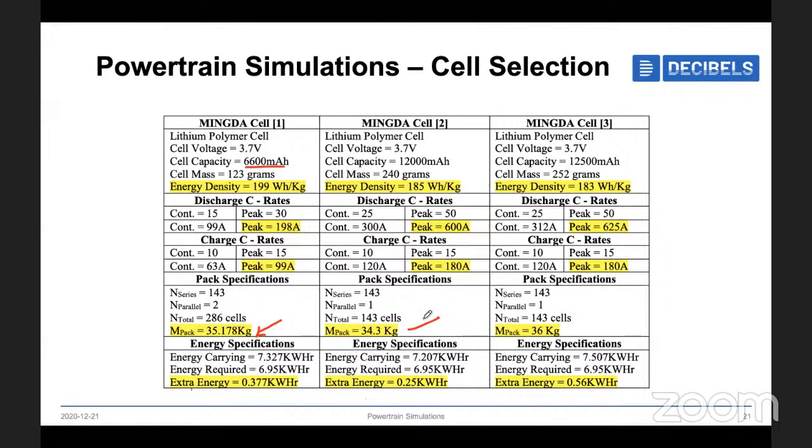So out of all these three, I can select either the 12 amp hour cell or the 6.5, 6.6 amp hour cell. Then we'll do some testing, and we'll validate the data with the data sheet provided by the manufacturer, and then we'll go for battery pack building. That's how these powertrain simulations will help you in battery pack building. And also that's how the powertrain simulations will help you in selecting the motor based on the motor torque, motor current, and all the stuff.